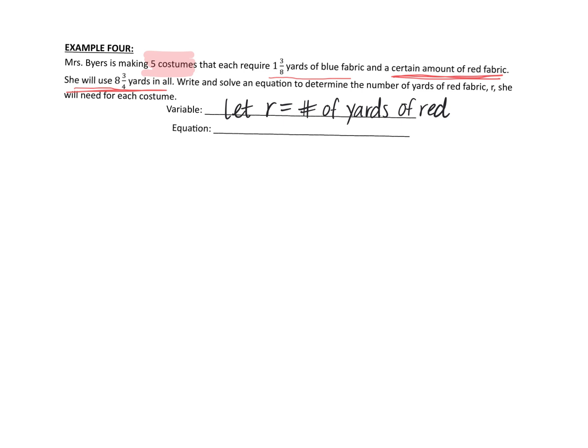Okay, so let's just think if she was making 1 costume. If she was making 1 costume, she would need the 1 3/8 yards of blue plus some red. That would be just for 1 costume, but she's doing 5 of those. So instead of writing that 5 times, I can put, hey, this is what she needs for a costume. We need 5 of those. And then total, it says they're going to use 8 3/4 yards. Okay, so here's all of her fabric, her red, her blue. She's making 5 of those. Total, it's 8 3/4. So we just wrote an equation using the distributive property.